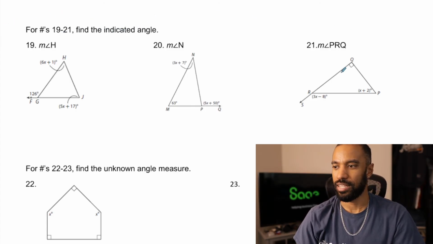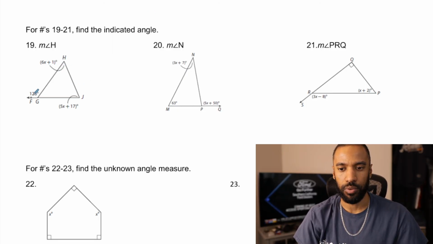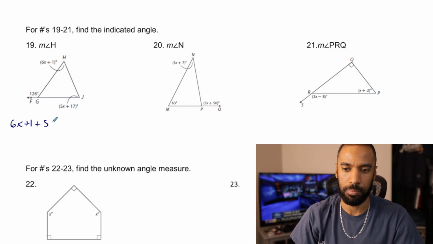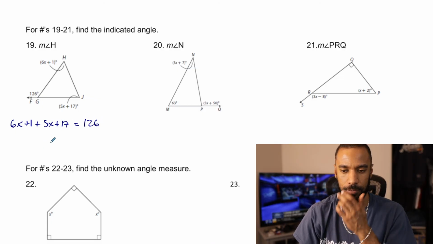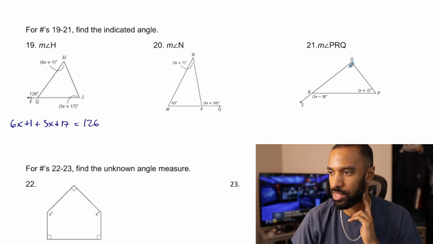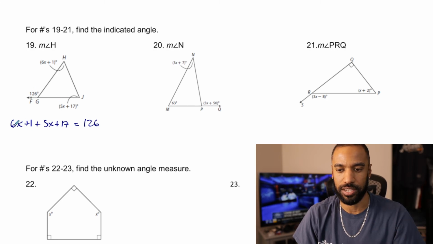19 to 21, find the indicated angle. These are your remote exterior angle things from before, that these two add to equal the third thing. So I can say 6x plus 1 plus 5x plus 17 equals 126. This plus this equals that. This plus this equals that. This plus this equals that. The two remote interior angles to the exterior.